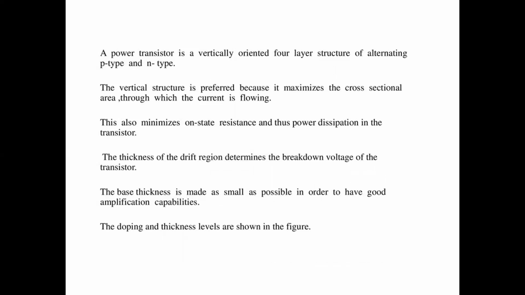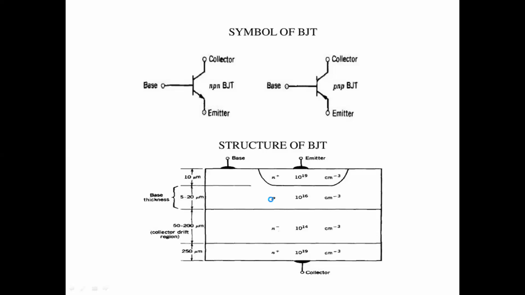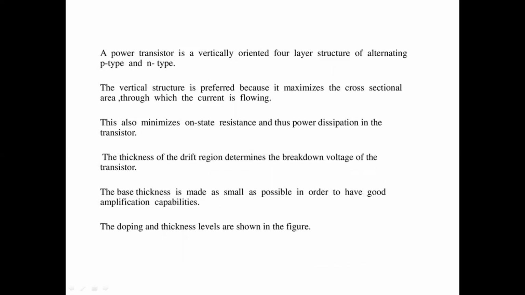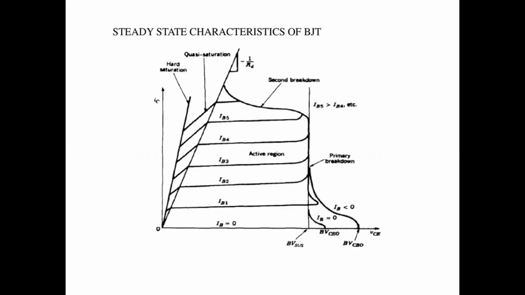So a power transistor is a vertically oriented four-layer structure of alternating P-type and N-type layers, as seen in this figure. The vertical structure is preferred because it maximizes the cross-sectional area through which the current is flowing. This also minimizes on-state resistance and thus power dissipation in the transistor. The thickness of the drift region determines the breakdown voltage of the transistor. The doping and thickness levels are shown in the figure.